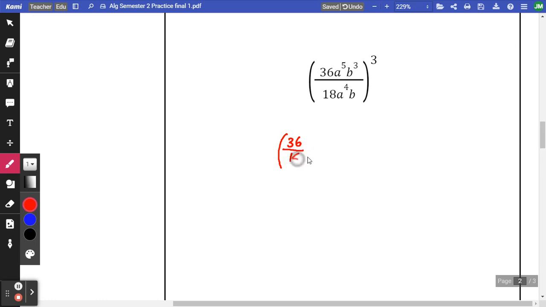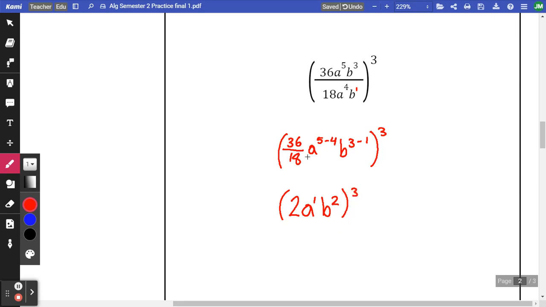36 divided by 18. So that's independent of all these variables. And if we see that the same variables we are dividing, we end up subtracting with the properties of exponents. So a to the 5 minus 4 and b to the third minus 1. Okay? And that's all being raised to the third power. Now 36 divided by 18 happens to be 2. A to the 5 minus 4 is a to the first, so just a. A to the first is fine. And b to the 3 minus 1 is b squared.